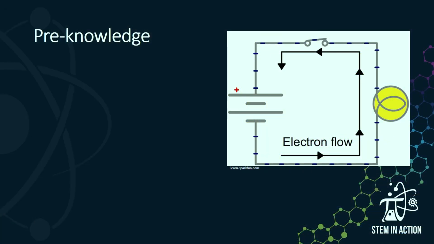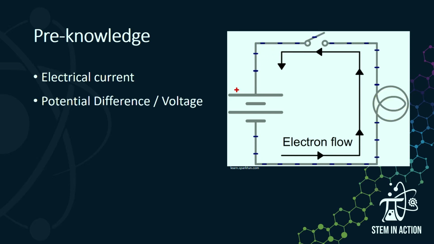Some pre-knowledge you should know from grade 10 and 11. Firstly, we know about electrical current, which is the rate of flow of charge. We know that we normally use conventional current, which flows from positive to negative, but in actual fact the electrons flow from negative to positive. Remember that we use an ammeter to measure electrical current.